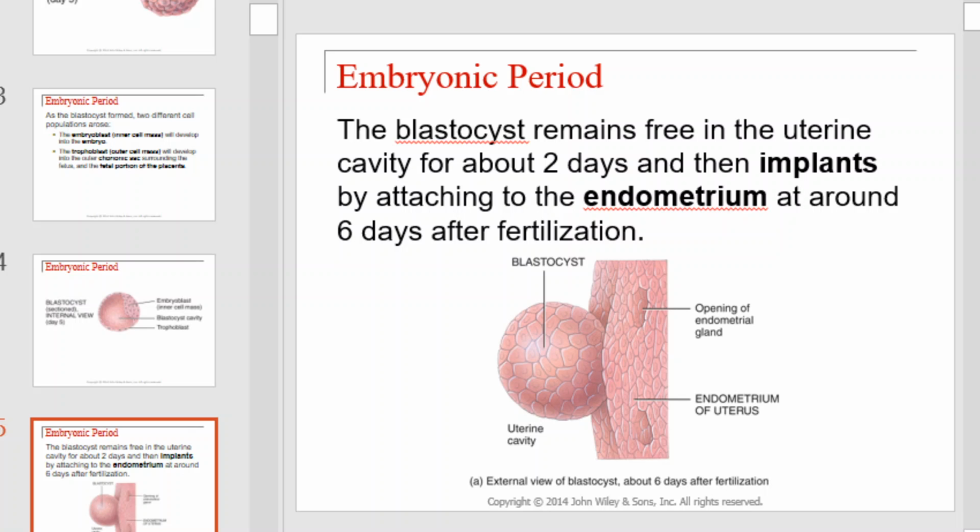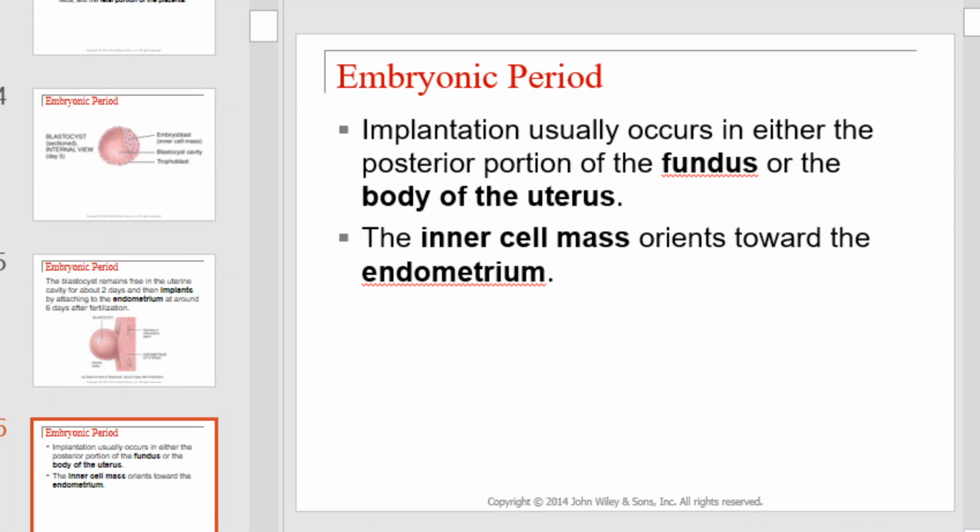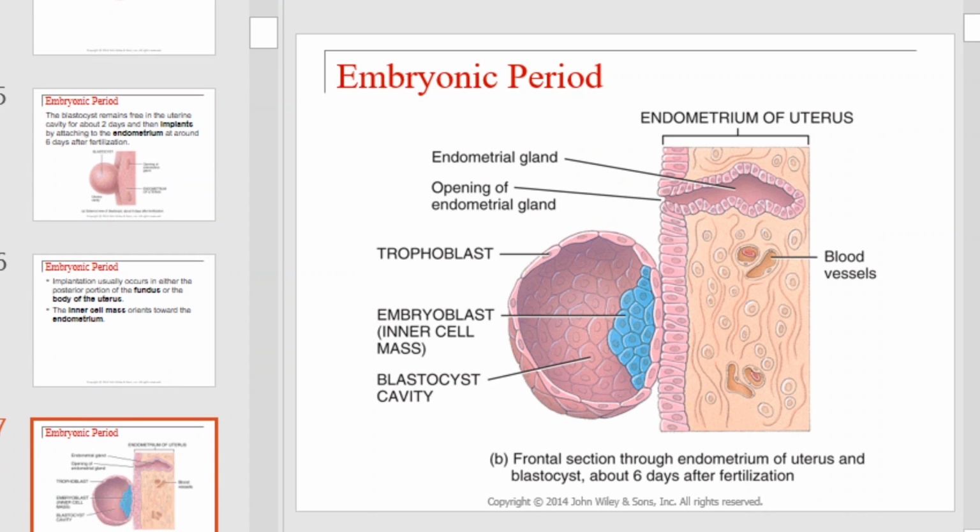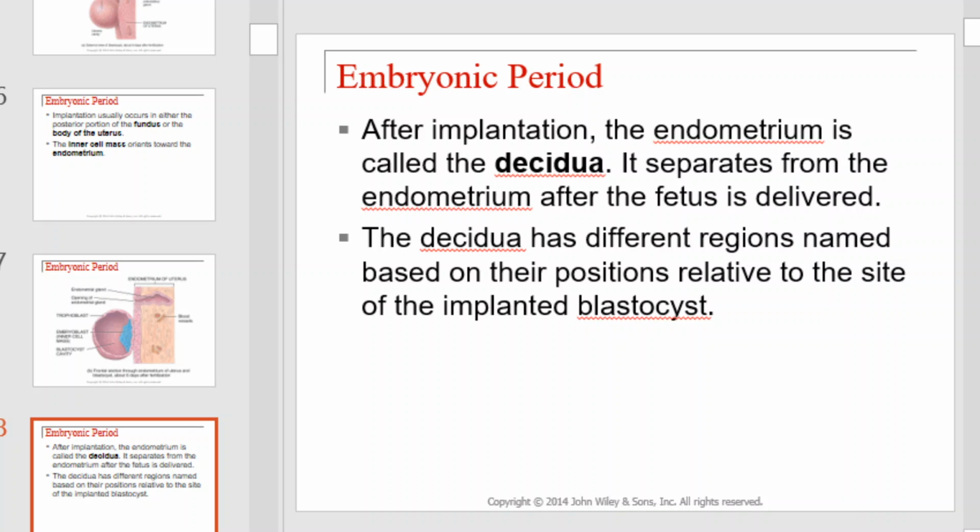The blastocyst remains free in the uterine cavity for about 2 days and then implants by attaching to the endometrium at around 6 days after fertilization. Implantation usually occurs in either the posterior portion of the fundus or the body of the uterus. The inner cell mass orients towards the endometrium. After implantation, the endometrium is called the decidua. It separates from the endometrium after the fetus is delivered. The decidua has different regions named based on their positions relative to the site of the implanted blastocyst.